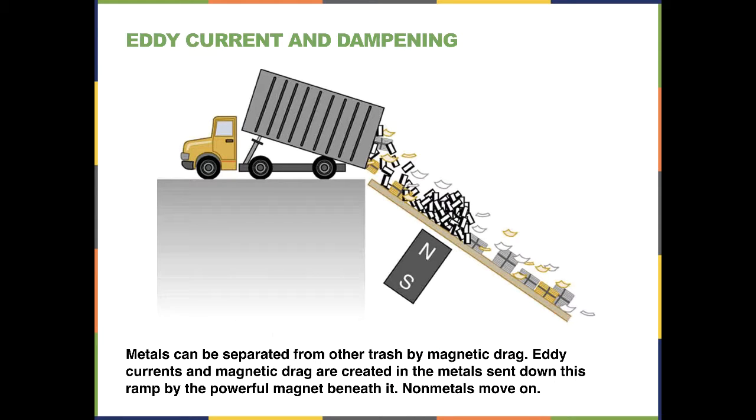Now, dampening can be used to do many things, and one thing dampening can be used for is to separate metallic trash from the rest of the garbage by putting a large magnet underneath a slide. The non-metallic materials move on, and the metallic materials stop due to the magnetic drag.